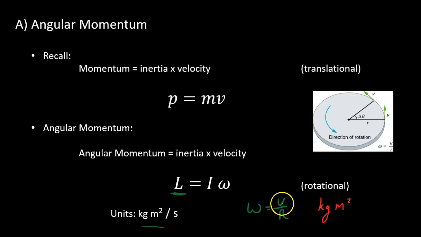That would be speed, meters over seconds, divided by r, divided by meters. So I have a whole bunch of these meters. This meter is going to cancel out with this meter. I still have meters squared. I still have kilograms. I still have seconds. So that's how I get those kilogram meters squared per second. So weird units, but again, for the most part, you're not really going to do straight up calculations on the AP exam. But this is the idea. This is what angular momentum is.